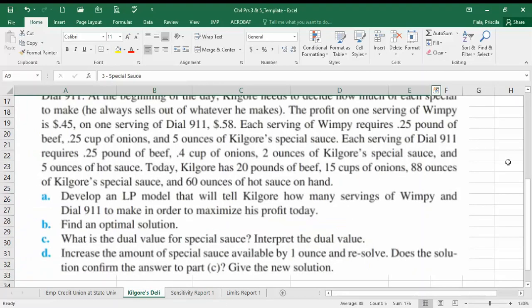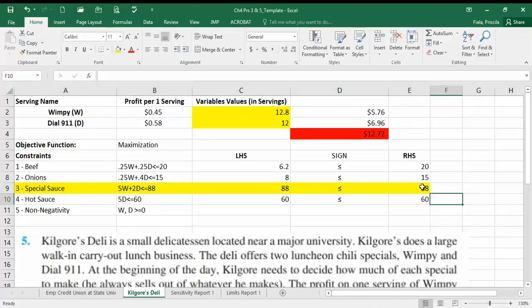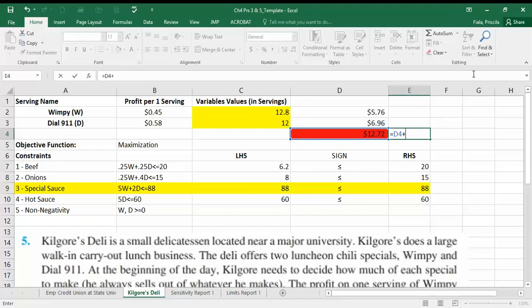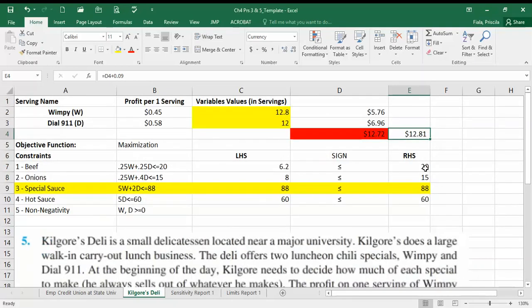So now that we know it's 9 cents, at 12.72, I'm saying that if I increase one here, this should go up by 9 cents, correct? Plus 9 cents. So my next value should be 12.81. Question D tells you to increase the amount of the special sauce available by 1 ounce and resolve. Does it confirm the answer to part C? So let's increase this to an 89. It should give us right here a 12.81. If it doesn't, then it's incorrect.